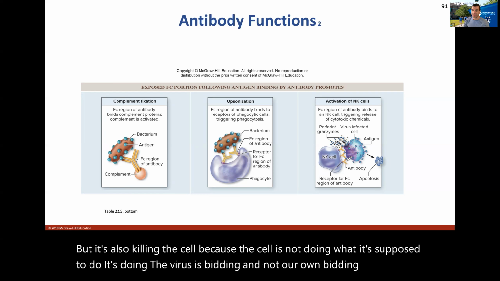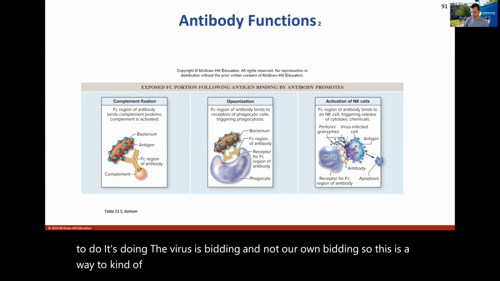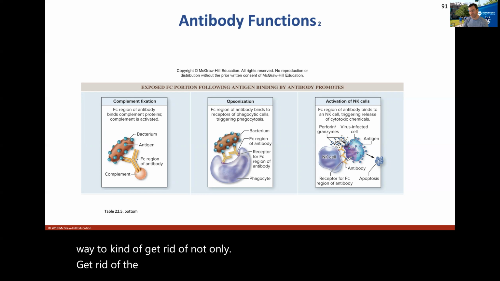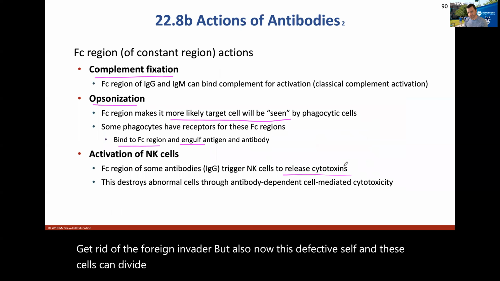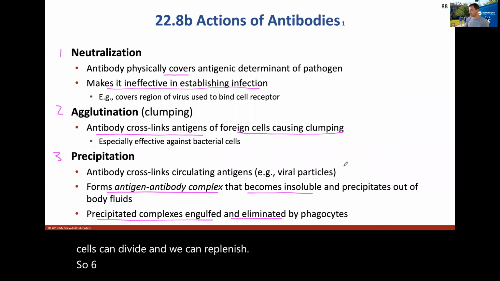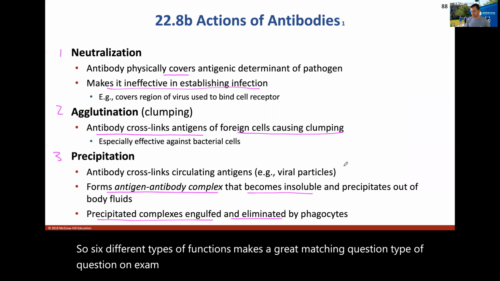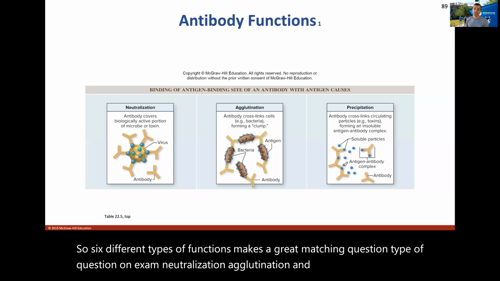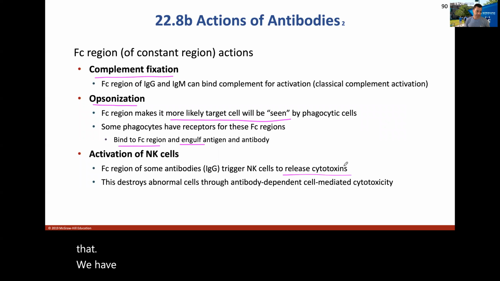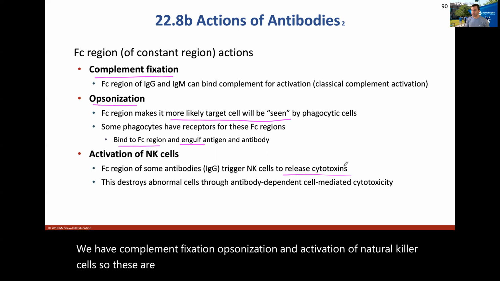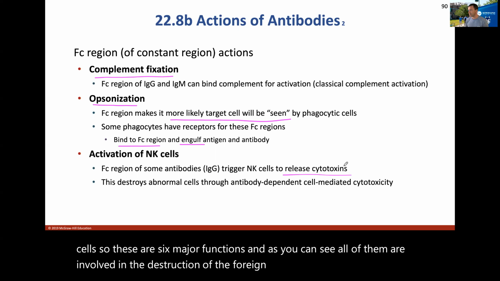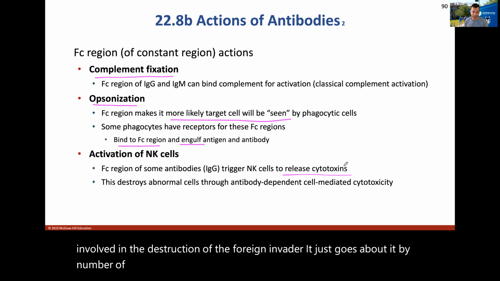So this is a way to get rid of the foreign invader, but also this defective cell, and the cells can divide and we can replenish. So 6 different types of functions. Makes a great matching type of question on an exam. Neutralization, agglutination, and precipitation. Not only that, we have complement fixation, opsonization, and activation of natural killer cells. So these are our 6 major functions. And as you can see, all of them are involved in the destruction of the foreign invader. It just goes about it by a number of various different actions.